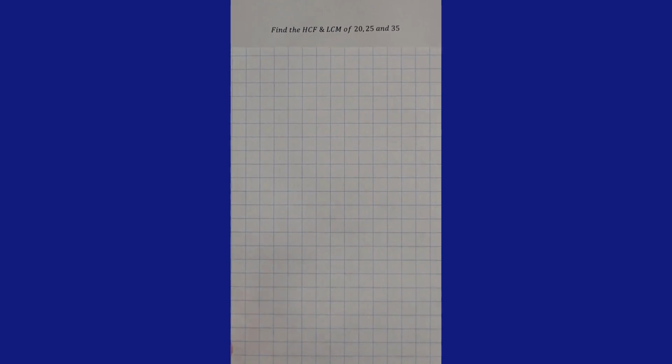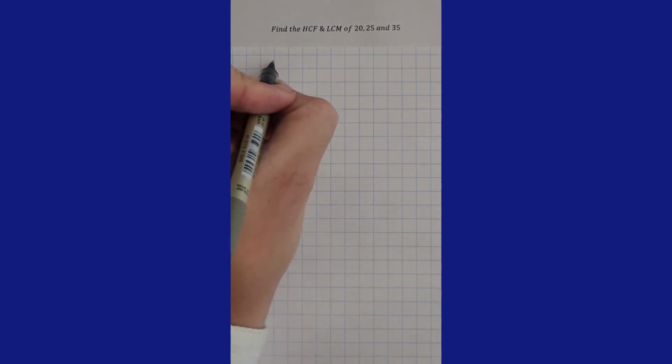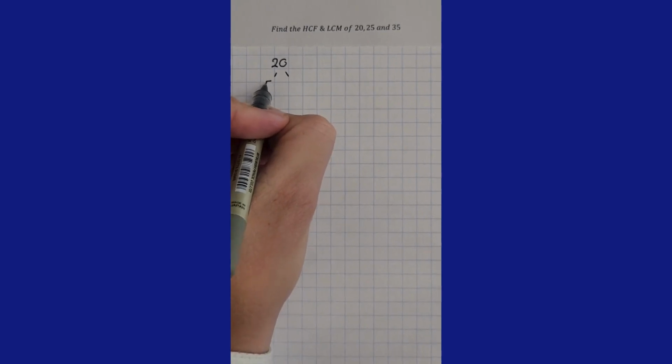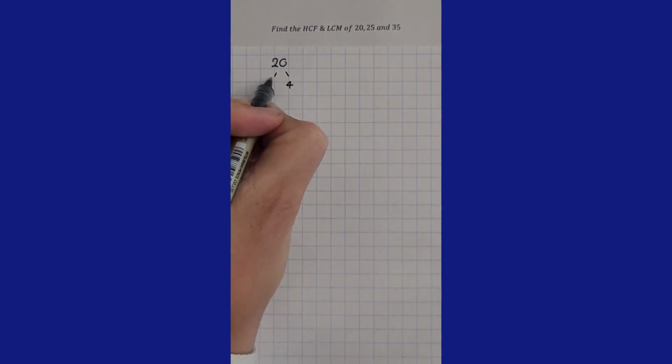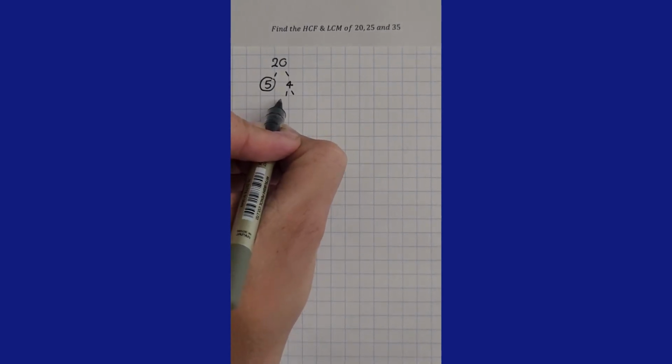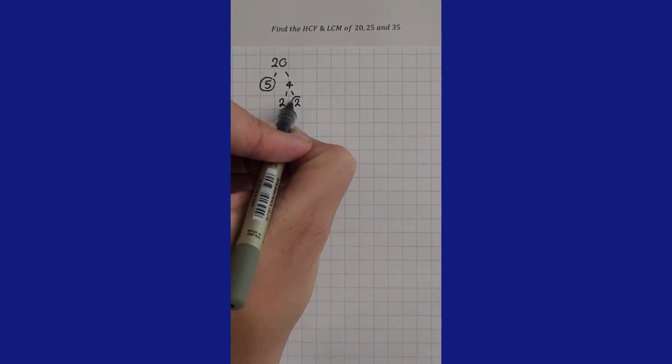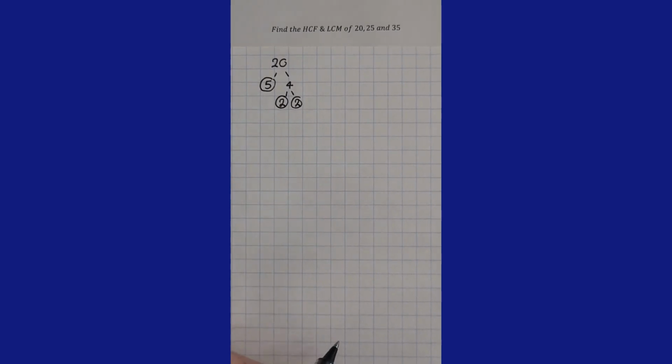Okay, now I've got another question that can be a little bit tricky in that you may well get 3 numbers. Again, the principle is still the same, 20. How do we make 20? Well, that is 5 multiplied by 4. I know 5 is a prime. How do I make 4? Well, that is 2 multiplied by 2.